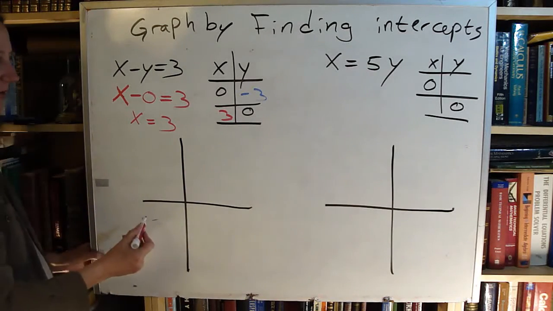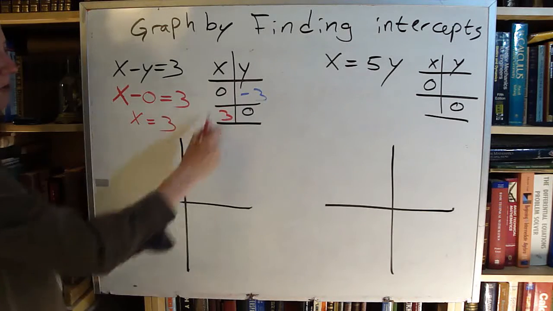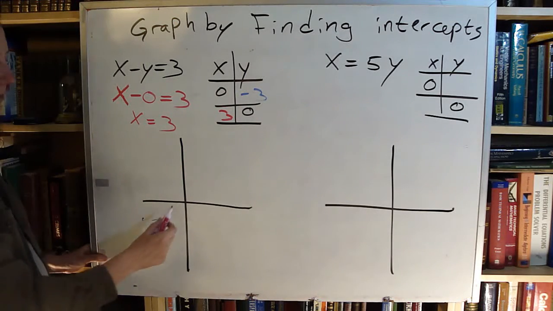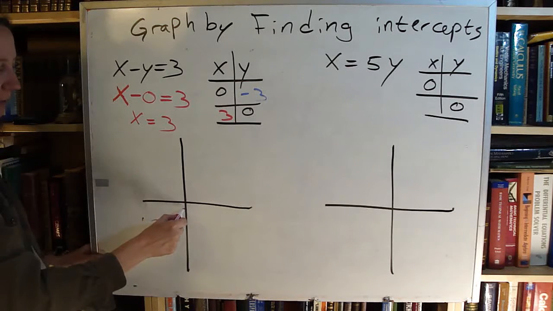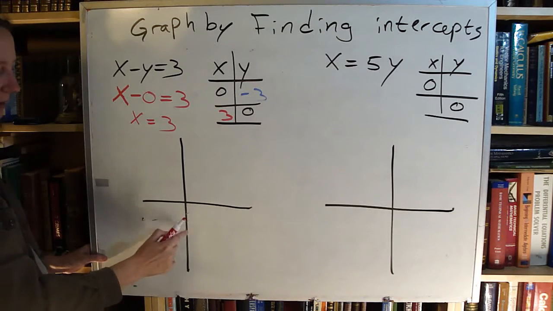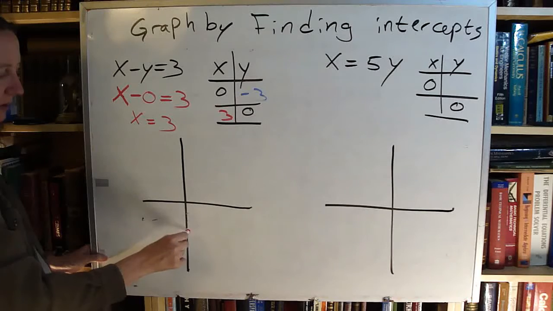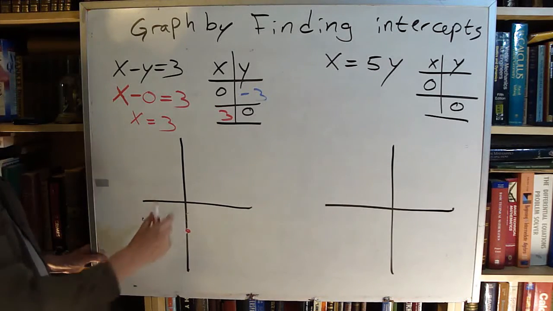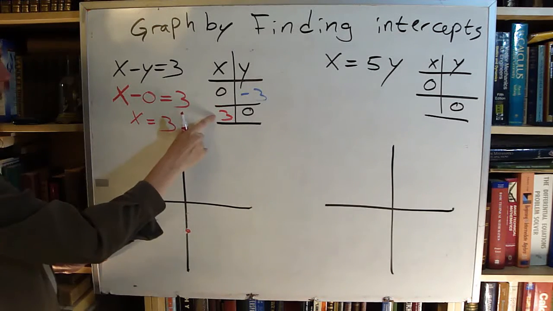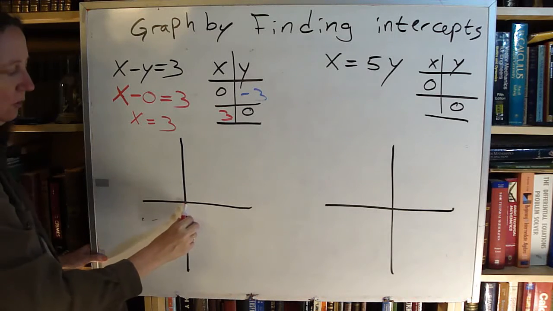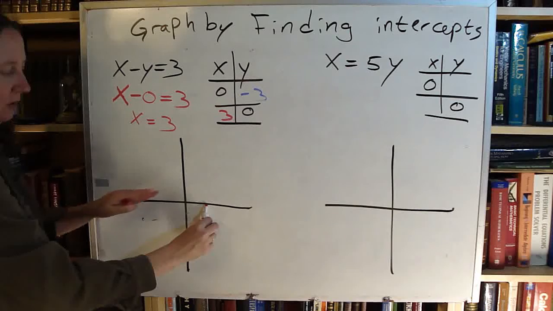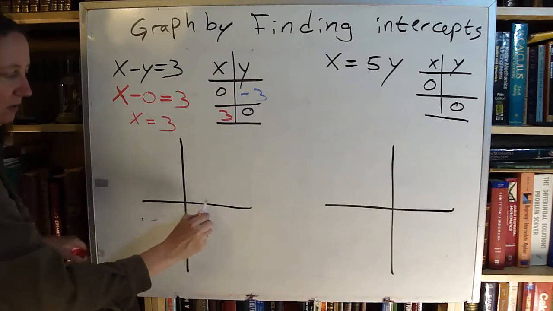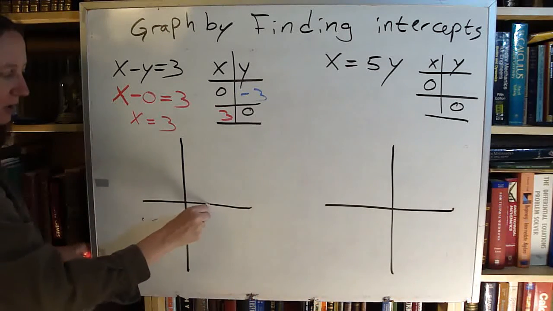Take that to my graphing space. 0, negative 3. So my x is 0, and my y is negative 3. So 1, 2, 3. Put my dot down here. Second one, 3, 0. So my x is 3. 1, 2, 3. My y is 0, so I'm not going up or down any at all. So my dot gets put right there on the axis.